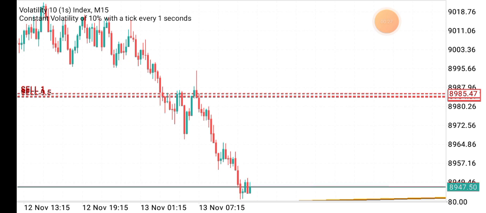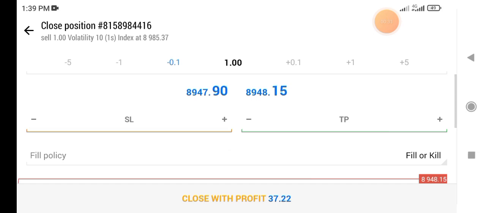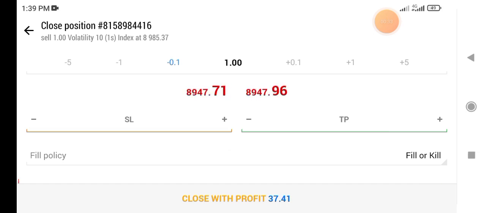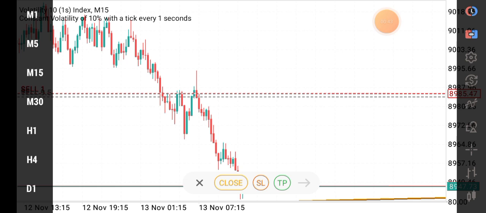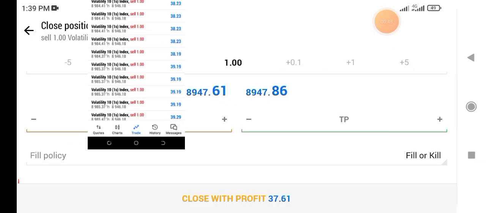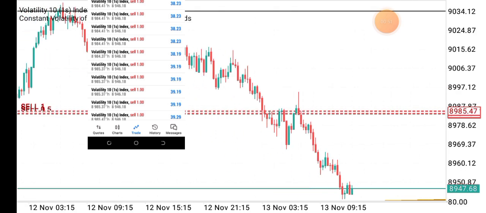I'm in deep profit. Let me try to close the trade so that you can see what I have now. I'm having a profit currently of up to 37 points, about $37. It got up to $40, so currently it is at $37. The minimum lot size gave me up to $20 per position, and I stacked multiple positions on this particular trade.